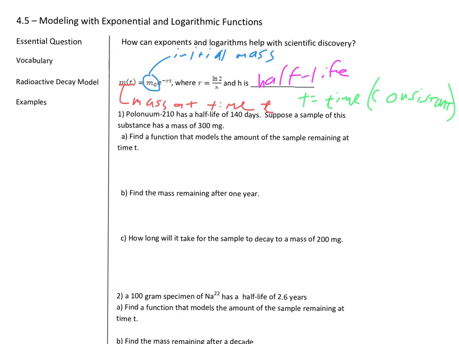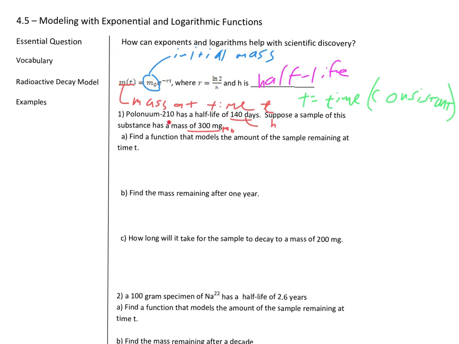So it says here polonium-210 has a half-life of 140 days. So that's a key figure there. That's going to be our H. Suppose the sample has an initial mass of 300 milligrams. So that is our M sub 0. Okay. So let's go ahead and build our function here.